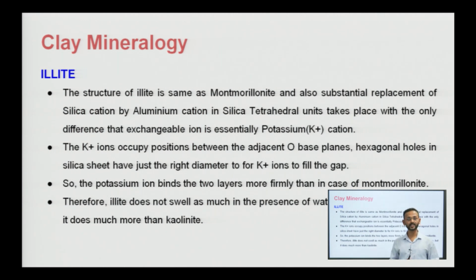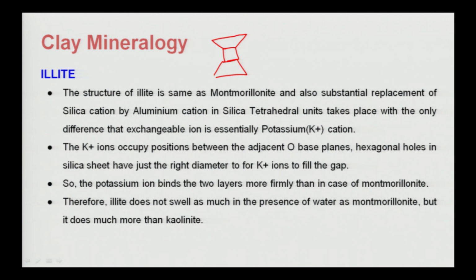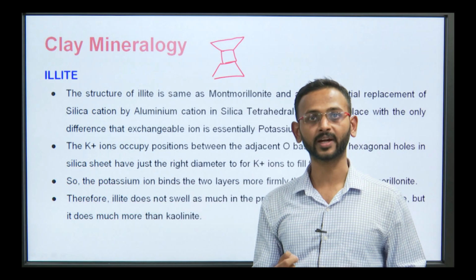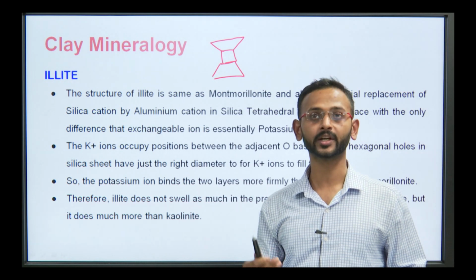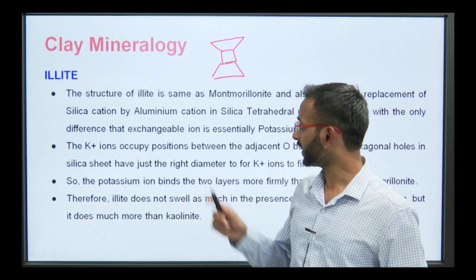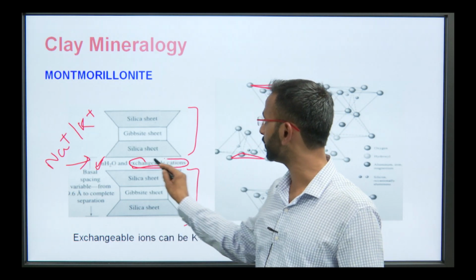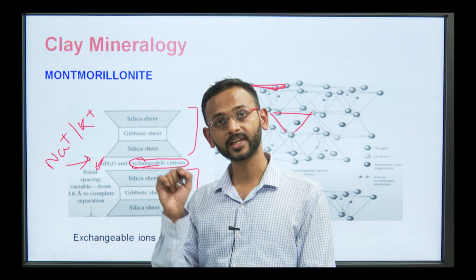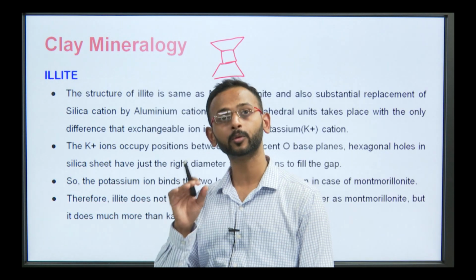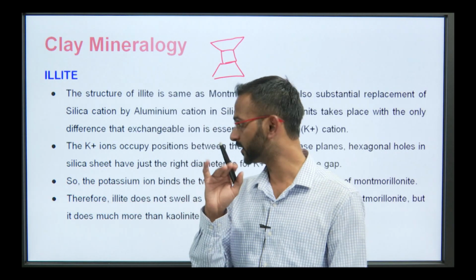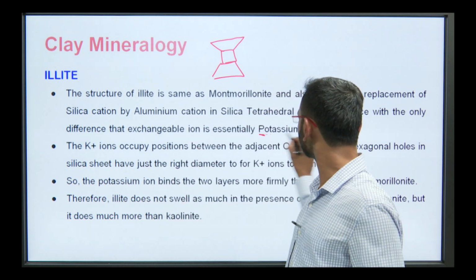Here the structure of illite is the same as montmorillonite, that is, the octahedral unit is sandwiched between tetrahedral units above and below. Here also substantial replacement of the silica cation by aluminum cation in the silica tetrahedral unit takes place, with the only difference that in the previous case the exchangeable cations could have been Na plus or K plus, but in the case of illite it will be only K plus ions.